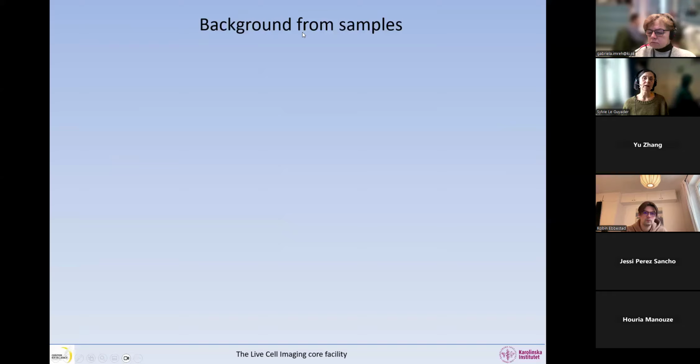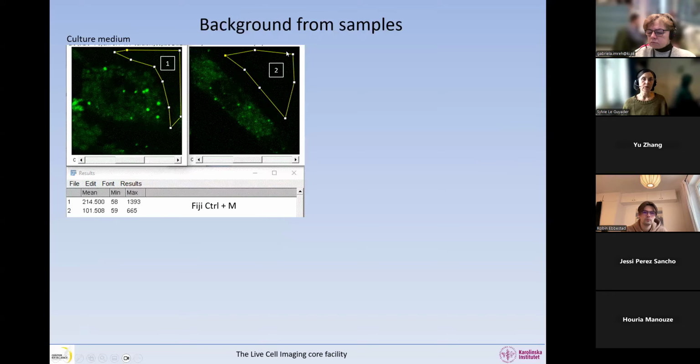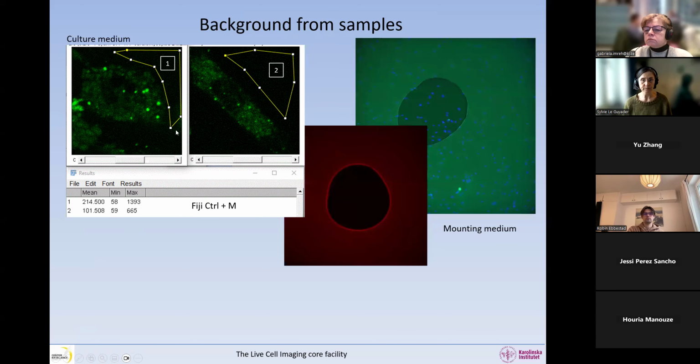So the background that comes from the sample, it could be, for example, that you have live cells and you have a cell culture medium that is fluorescent. It's quite common. I think Gabby spoke about it also in the video about live sample imaging. It's very common that the cell culture mediums are quite fluorescent in the green channel. So maybe by simply changing the channel you're imaging, you can get rid of that background, or you have to change the culture medium.